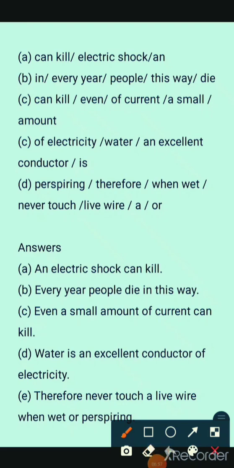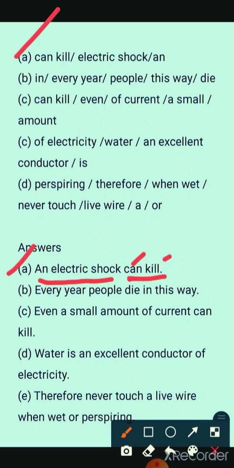Look at the examples over here. Let me discuss some other examples with you today so that you can understand sentence reordering. First, "can kill, electric shock", these are the jumbled up words. How will you write it into a meaningful sentence? First the subject, an electric shock, then comes the verb: can kill. An electric shock can kill. Can is the helping verb and kill is the main verb. After that, give a full stop.